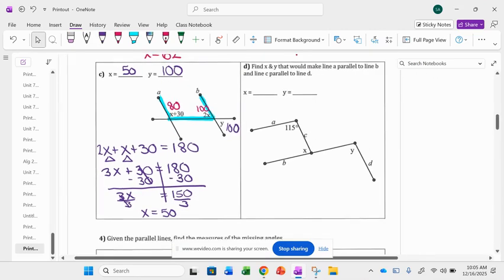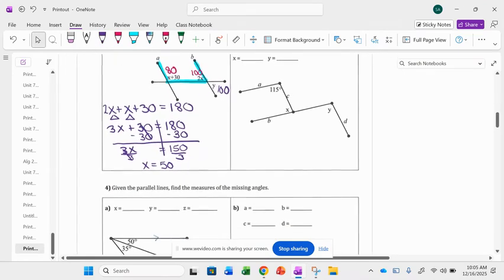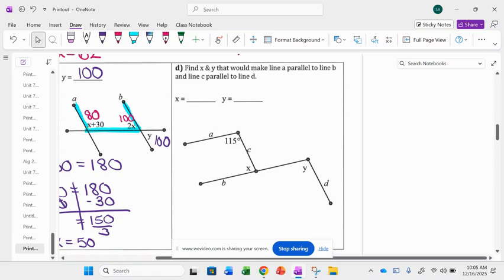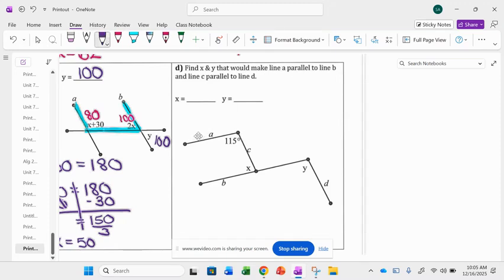All right. Letter D. Find X and Y that would make line A parallel to line B and line C parallel to line D. Okay, so let's just mark. We want A parallel to B and we want C parallel to D. There we go, I marked it.